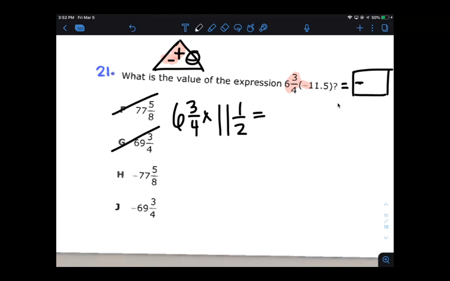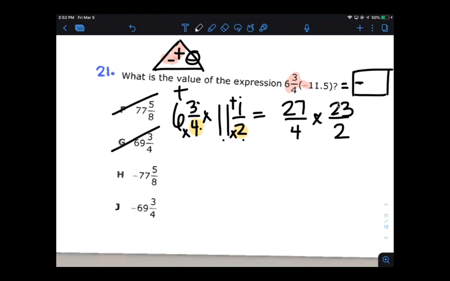Then we need to make these two mixed numbers into improper fractions. When you do that, you keep the same denominator for both, right? So I'm going to end up with fourths and halves, right? And in order to make them improper, we use Texas. 6 times 4, 24 plus 3, 27. Then Texas, 11 times 2, 22 plus 1, 23. So we're going to multiply 27 fourths times 23 halves.